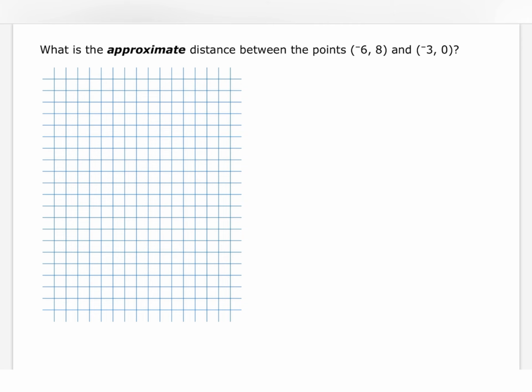Now, one key fact about distance on the coordinate plane, we're always going to be finding the length of the diagonal line. And the diagonal line for us is always going to be the C. So distance on the coordinate plane, we're always going to be finding C no matter what.